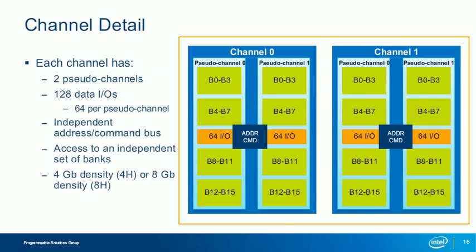Looking at the channels in a little bit more detail, each one consists of 128 data I/O signals and its own address and command bus, making each channel completely independent of all other channels. Each channel also has access to an independent set of memory banks as shown in the image. This means that banks tied to channel 0 cannot be accessed from channel 1, for example, and the same rule applies to pseudo-channel 0 and pseudo-channel 1. Memory density is dependent on the stack height, so channels in a 4-high stack each have a 4 gigabit density, while each channel in an 8-high stack has an 8 gigabit density.